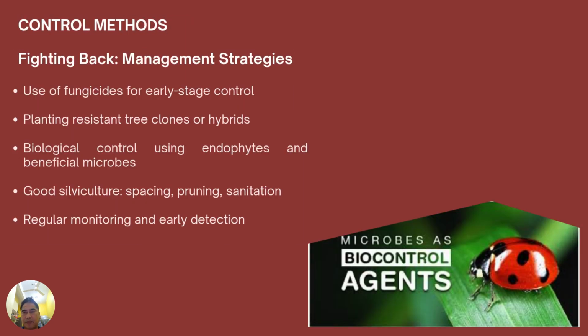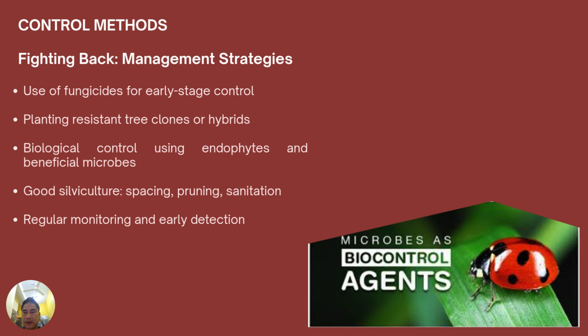All right. So, how do we actually manage or reduce forest diseases? First off, fungicides can help if the infection is caught early, but they are not always practical on a large scale, especially in plantations. A more sustainable option is planting resistant clones or hybrids, especially for species like eucalyptus or acacia that are prone to certain fungi. Then there's biological control, which is pretty cool. Researchers are using things like endophytic fungi or bacteria that naturally live in the tree to help fight off pathogens.